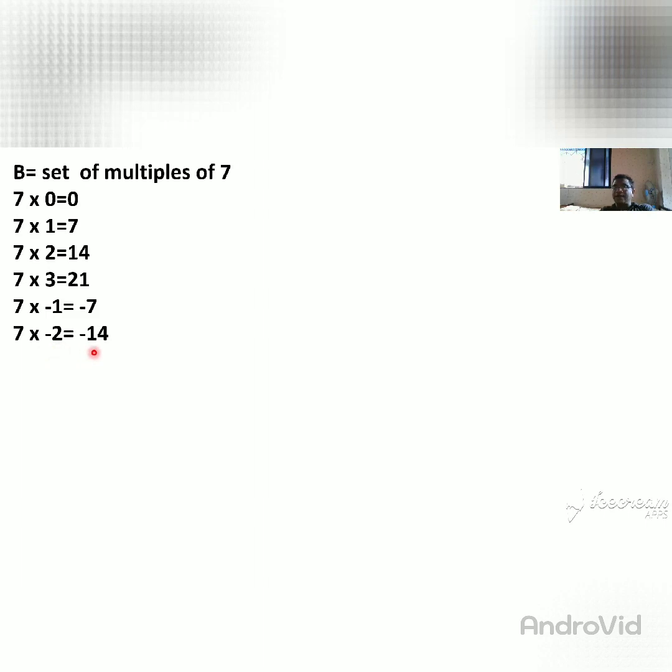Why is it minus 14? Because 2 is negative. Signs are not the same, so the answer is negative. Minus 14. What will be the next multiple? Minus 3. So 7 into minus 3, you are getting minus 21. Here also you are getting positive numbers as well as negative numbers. So that is written here.